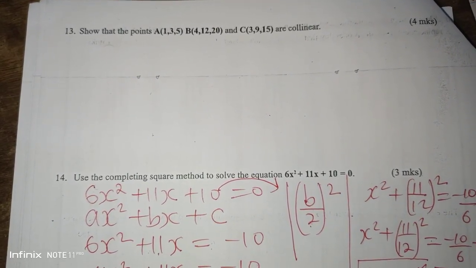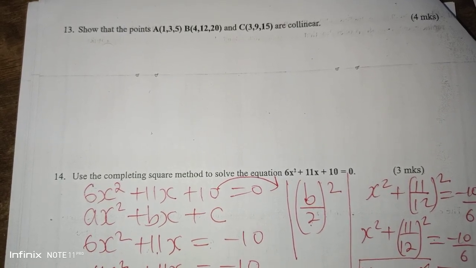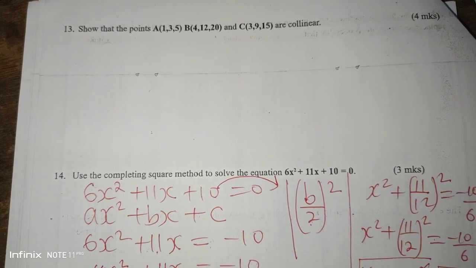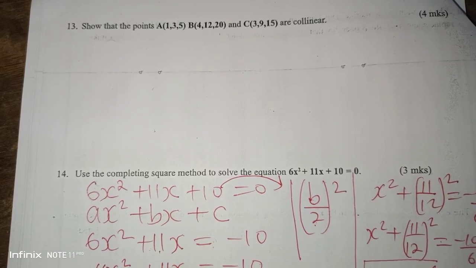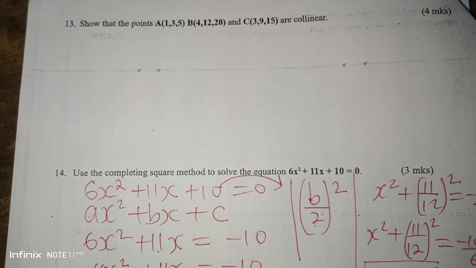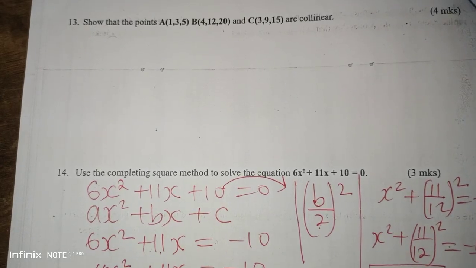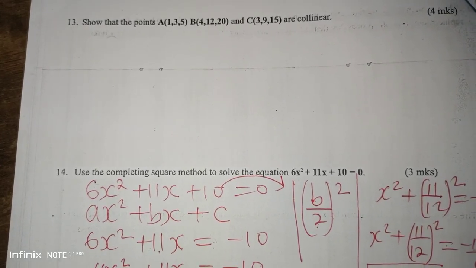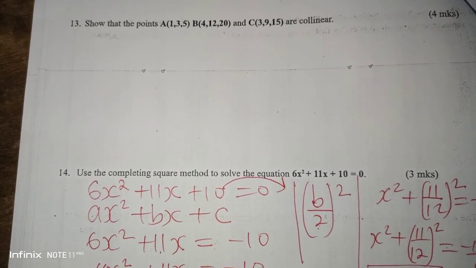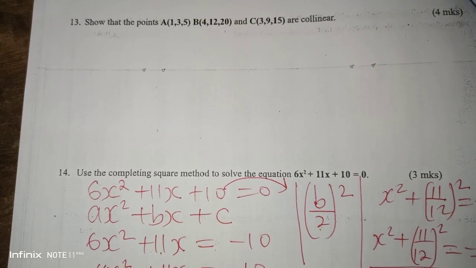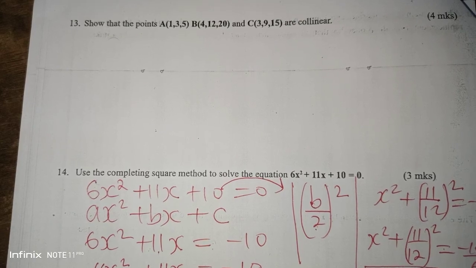Question 13. Show that the points A(1, 3, 5), B(4, 12, 20), and C(3, 9, 15) are collinear. And of course, from the word linear, that means they have a particular thing that makes them able to get placed together. They have one thing in common. That means those 3 points lie on a straight line.